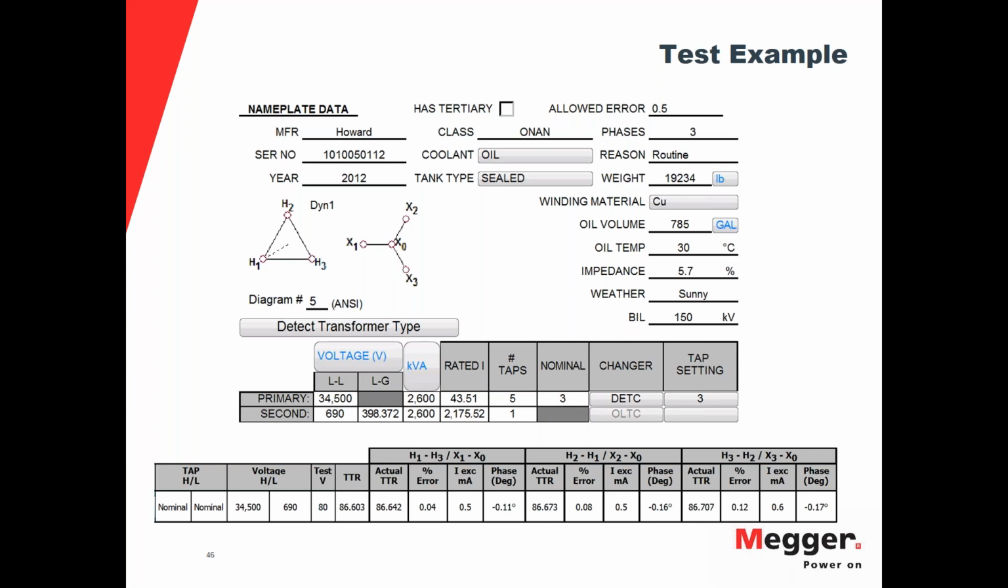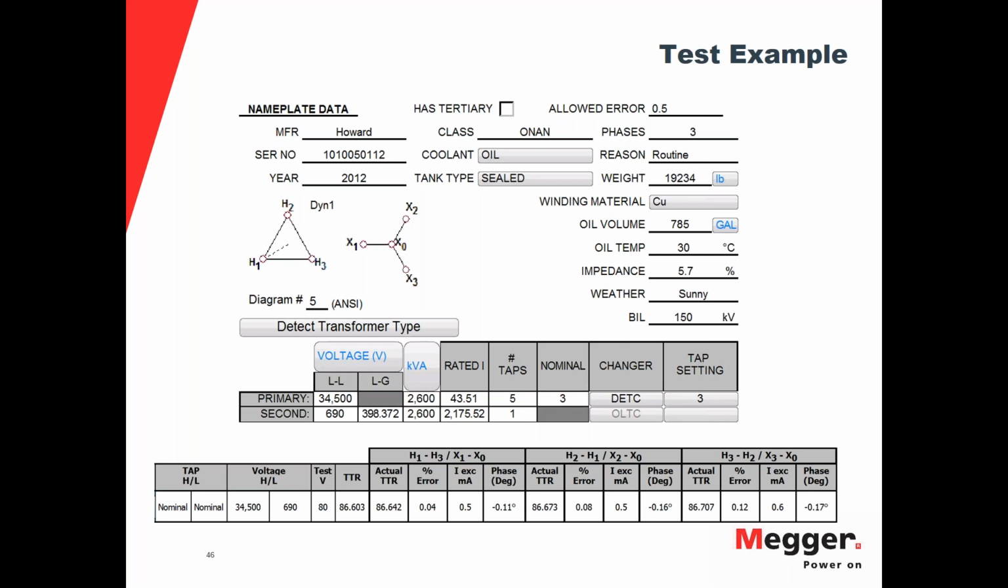Okay, and so let's go straight to the bottom. We can see that we've got our taps. We're testing nominal to nominal. We can see our voltages, what they should be based on the tap selection. We can see what our test voltage is. So here we're doing 80 volts. Just above the actual TTR, we can see H1 to H3, X1 to XO. That's telling us that we're doing a step down method. So we're going from high voltage to low voltage.